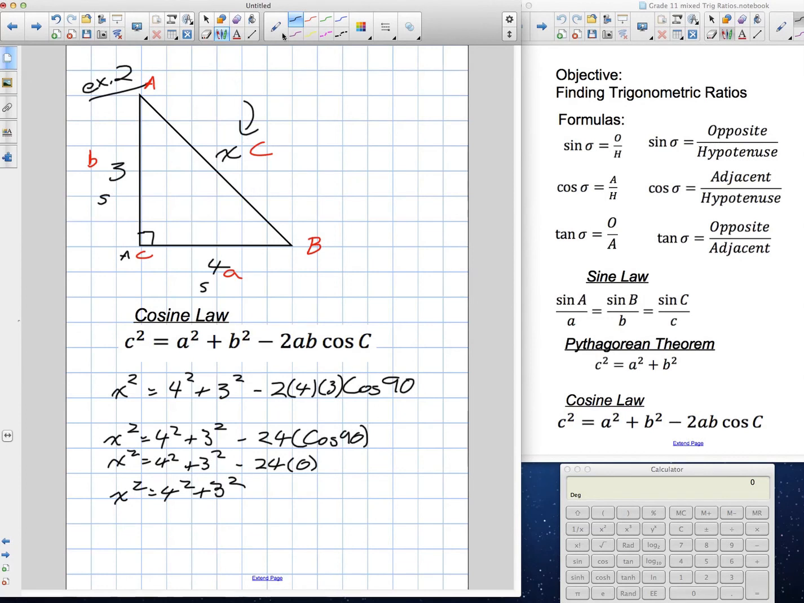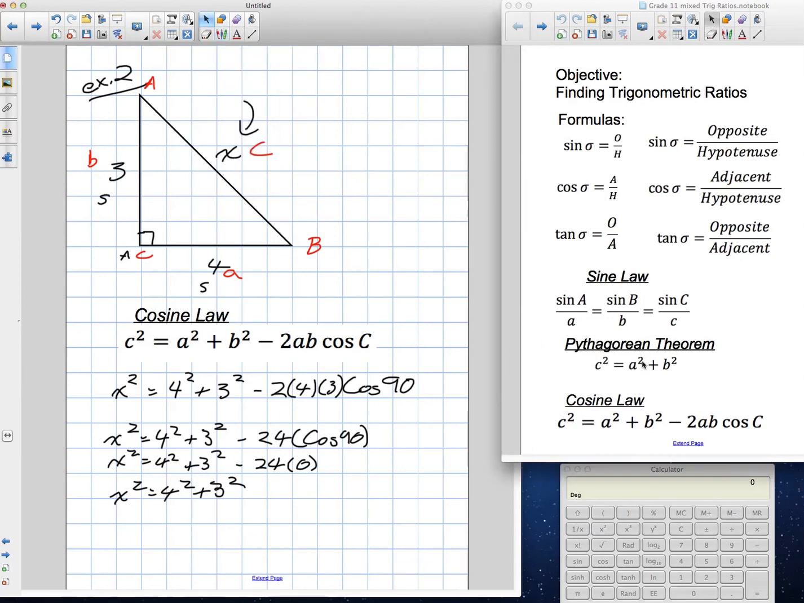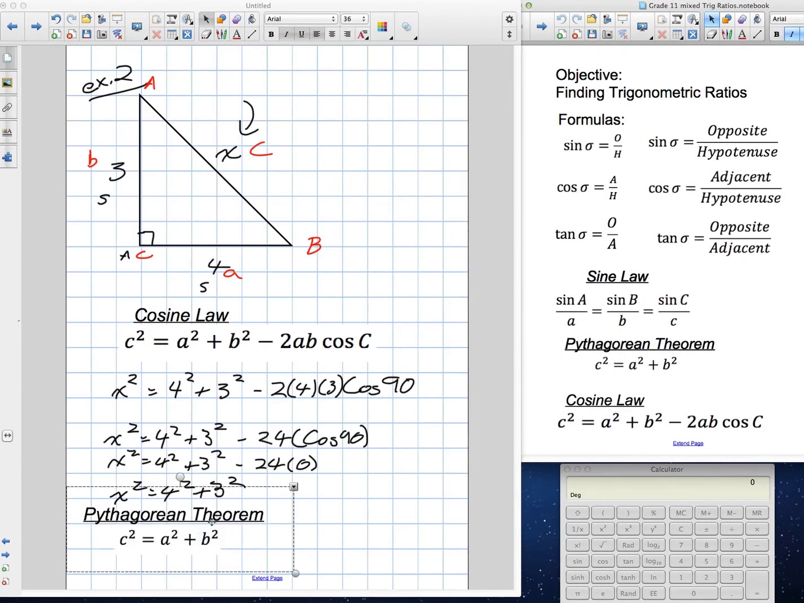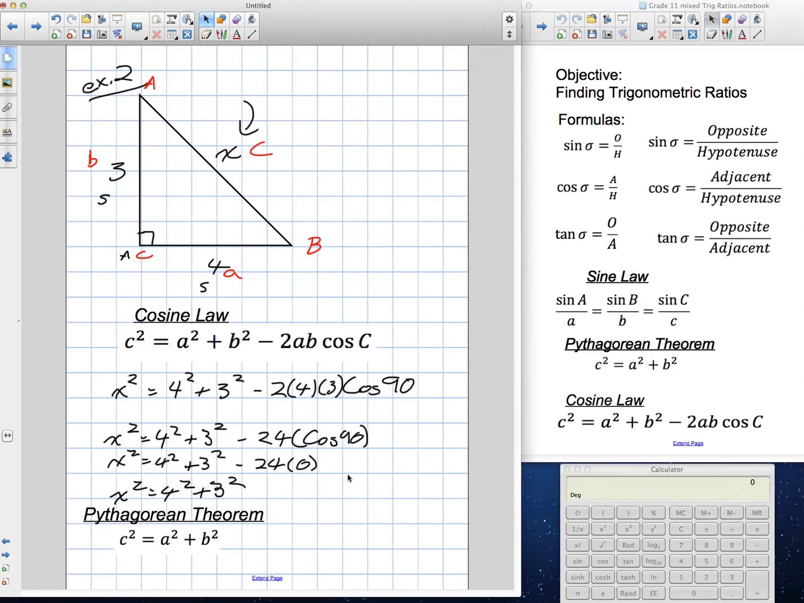Okay, so essentially we're going to be left with x squared is equal to 4 squared plus 3 squared. And right here is where I want to draw a relationship to something. You could just use Pythagorean Theorem to have solved this. We didn't actually need the cosine law in order to solve this question. We could have just used Pythagoras, and if you notice, that's exactly what we ended up getting. The 2ab cos C ends up dropping off because cos 90 is 0, and 0 multiplied by anything is 0.